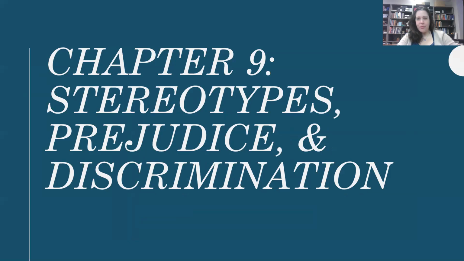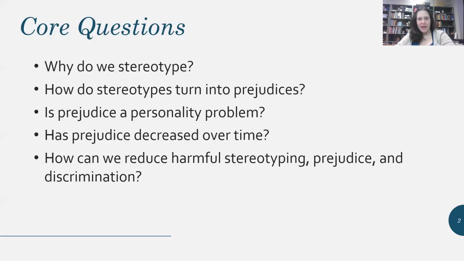All right, so as you remember, hopefully from reading Chapter 9, the big questions were things like, why do humans stereotype and prejudice in the first place? Is it something about our environment and our culture? Is it something about us? And then really importantly, we want to end the chapter with how can we reduce stereotypes, prejudice, and discrimination.